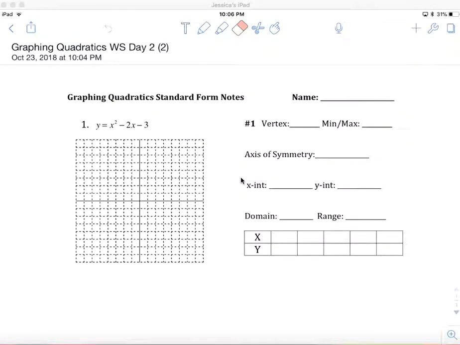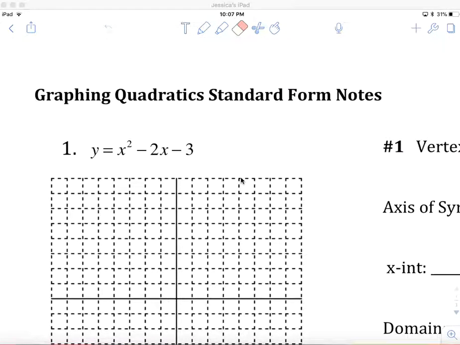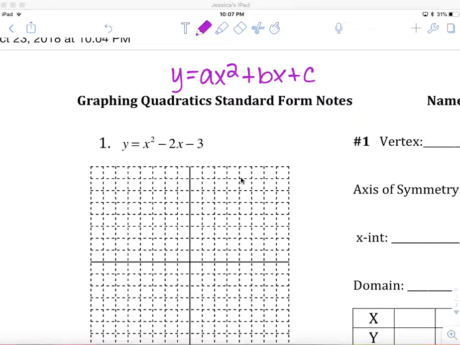This video will go over graphing quadratics in standard form. The standard form for a quadratic is y equals ax squared plus bx plus c. If you look at number 1, the a value is the number in front of x squared. So in this case, a is 1. B is the number in front of x, so b is negative 2. And c is your constant, or your number alone. So in this case, c is negative 3.